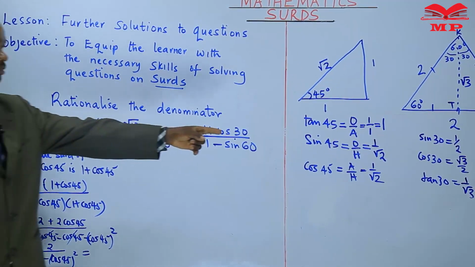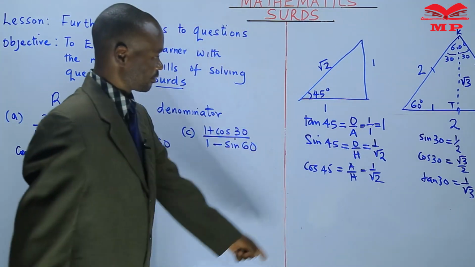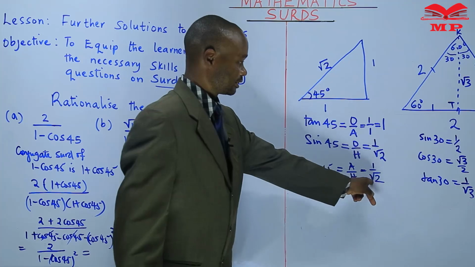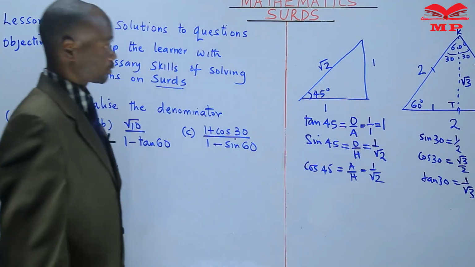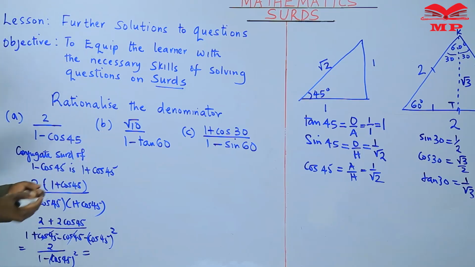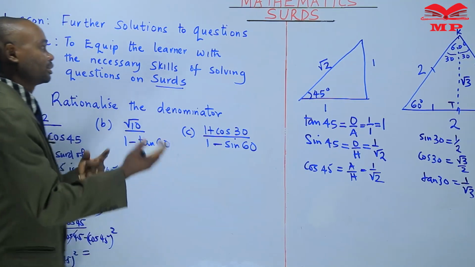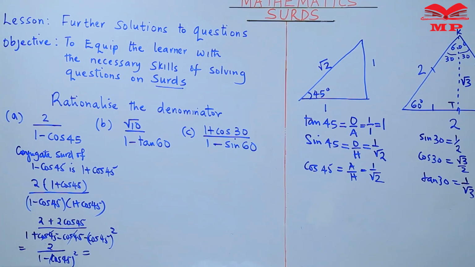What is the cosine of 45? Lana? 1 over square root of 2. So these topics are interrelated. You cannot do one; one is not independent. Trigonometry can come, you can get it on surds.